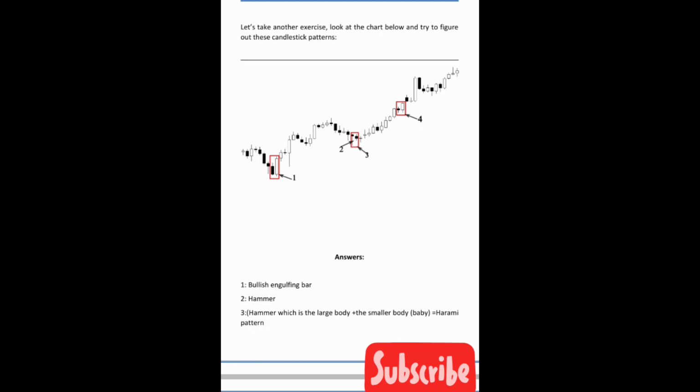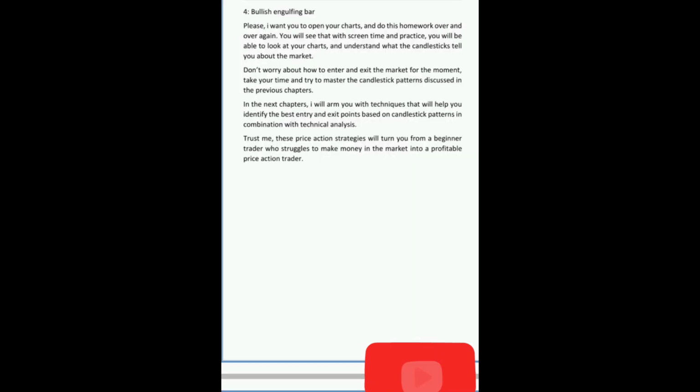Let's take another exercise. Look at the chart below and try to figure out these candlestick patterns. Answers. 1. Bullish engulfing bar. 2. Hammer. 3. Sad face hammer, which is the large body plus the smaller body baby, equals harami pattern. 4. Bullish engulfing bar. Please, I want you to open your charts and do this homework over and over again.